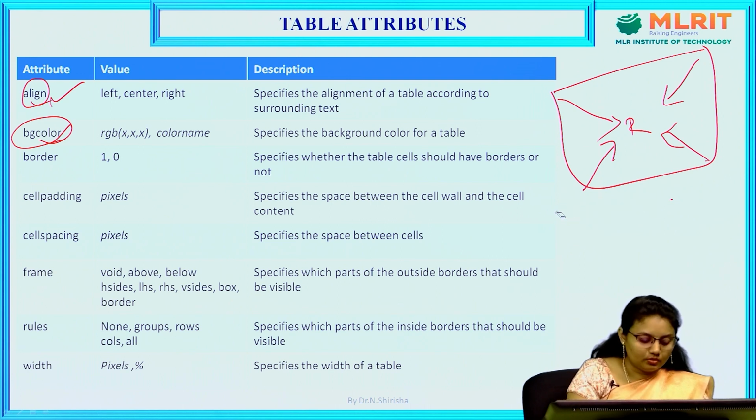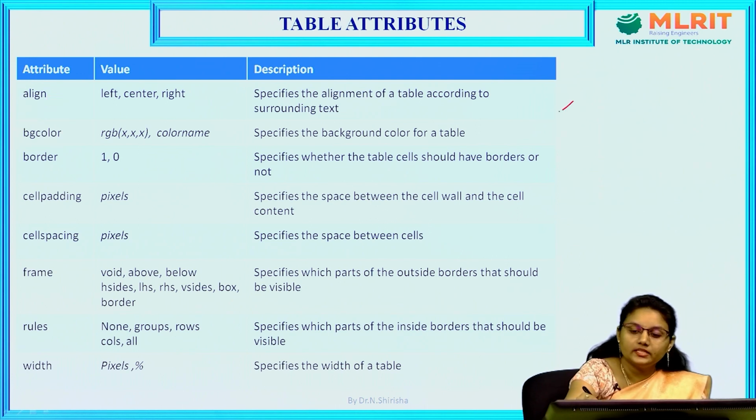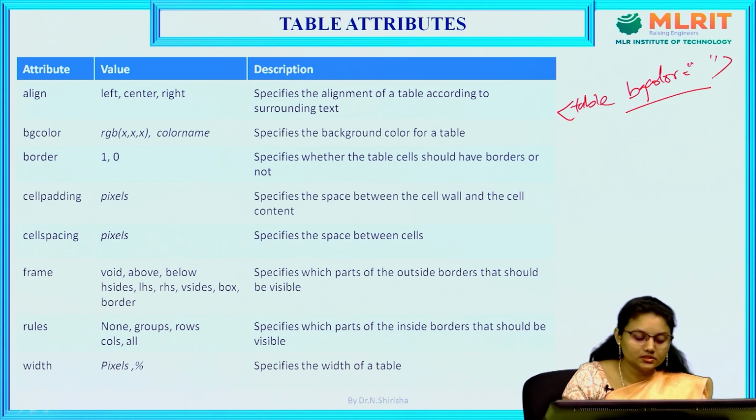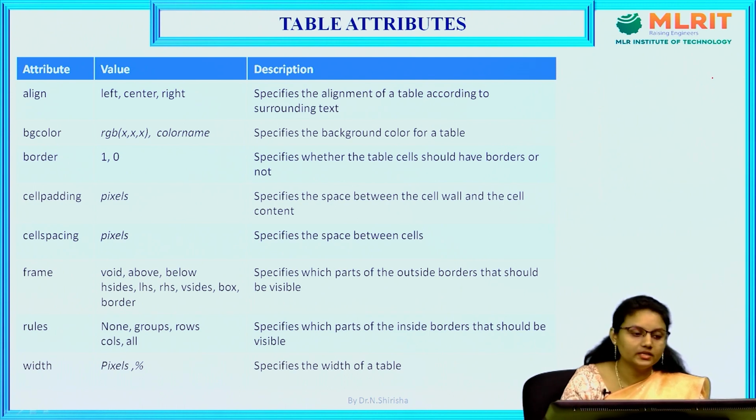Okay, so for table, inside the table tag, whenever you're writing a table tag, you should not close it here. So rather than closing here, you will write a BG color. So BG color equal to give some color, close it. Okay, so this is how we give attributes for any element.